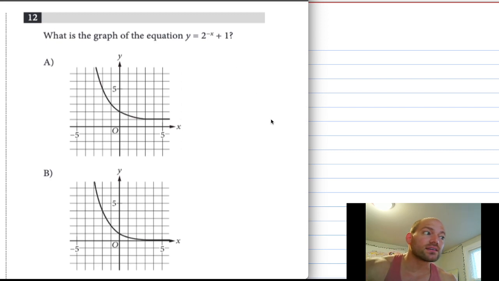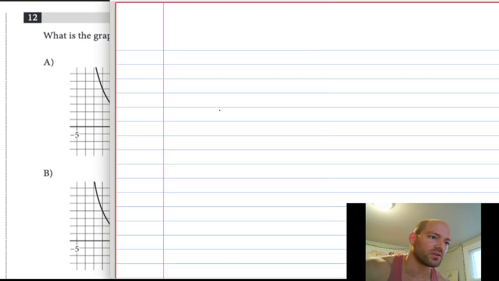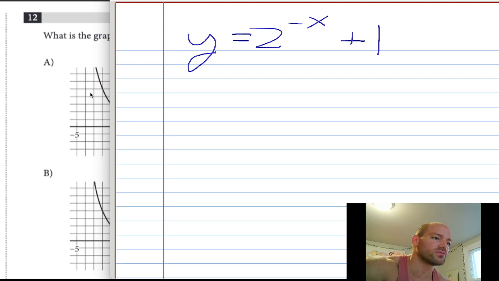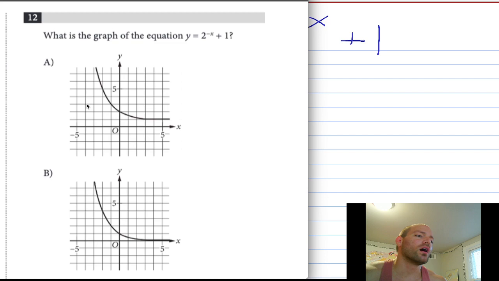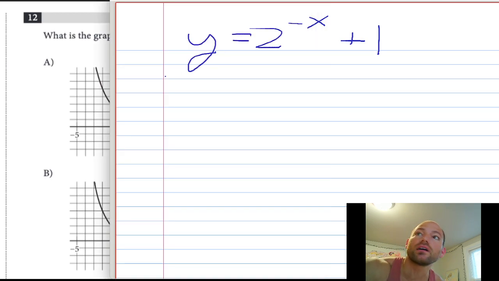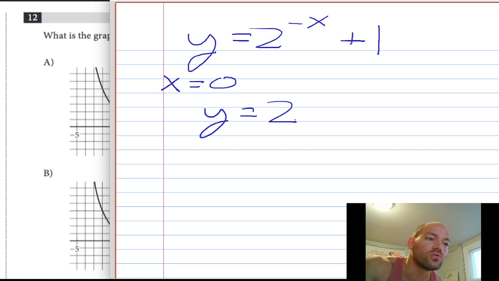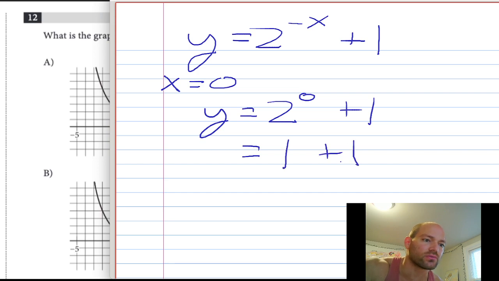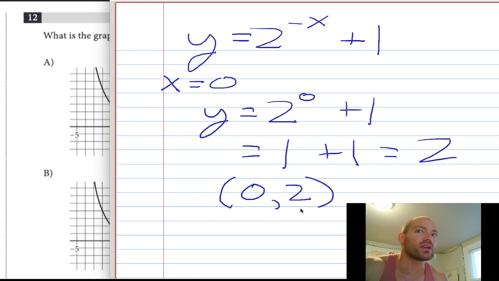So what's the easiest x value ever to plug into an equation? It's 0. So let's first write our equation up here. y equals 2 to the negative x plus 1. That's our equation, right? So let's plug in x equals 0. So now it's going to be y equals 2 to the 0 plus 1. Negative 0 is 0. Anything to the 0 is 1. You know that, right? 1 plus 1, so that's going to be 2. So what we just learned is when x is 0, y is 2.